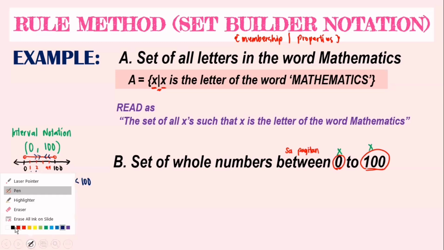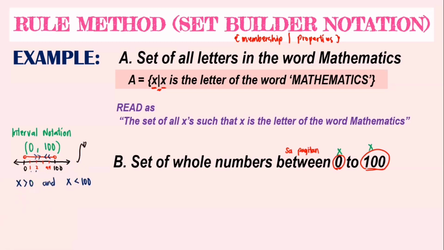Okay? Kung ililista naman natin yan, or isusulat natin through listing. Okay? Listing method. So, anong magiging sagot natin dyan? We have 1, 2, 3, etc. up to 99. Okay? So, balik tayo kay inequality. Since ito ay from 0 to 100, meron tayong tinatawag na compound inequality. So, we have x is less than 100 and greater than 0.